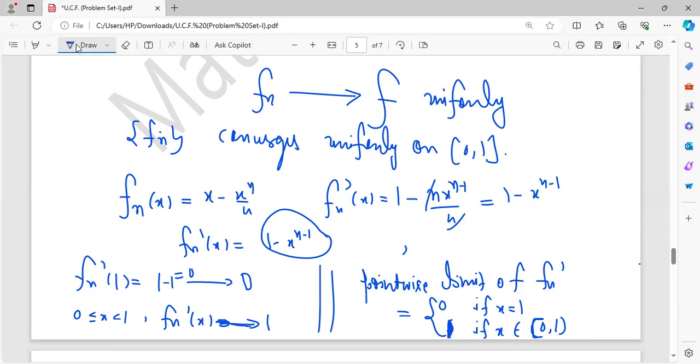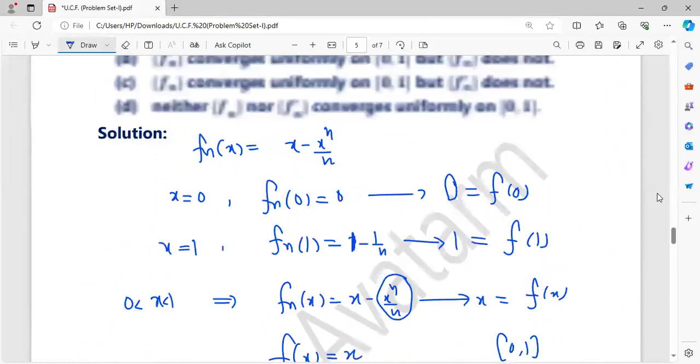So this limit function is not continuous at all, but each f1 derivative function is continuous. So f1 dash cannot converge uniformly, because if f1 dash converged uniformly, each f1 dash is continuous, so its uniform limit would also be continuous, but this pointwise limit is not continuous. It means f1 converges uniformly, but the derivatives do not converge uniformly.